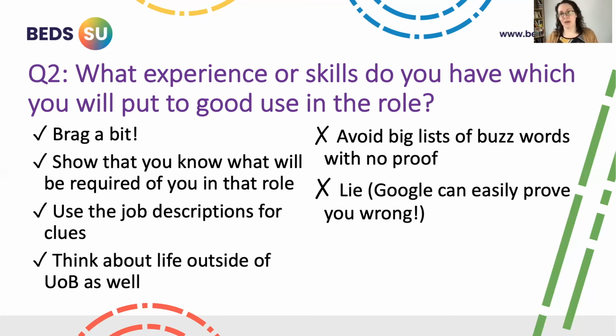Please don't lie. Please don't say that you've run 5 different businesses if Google could prove you wrong. Students will go away and look into the candidates that they're voting for. And if you can be proven wrong by Google, somebody will find that. So please don't lie on this one. Just be honest.